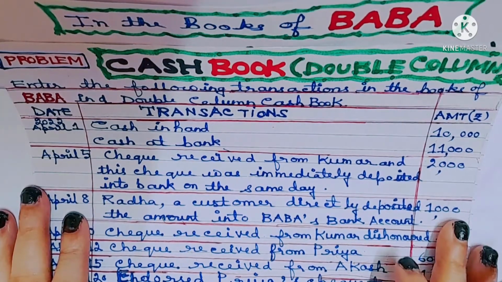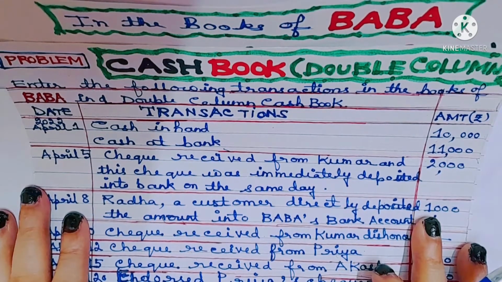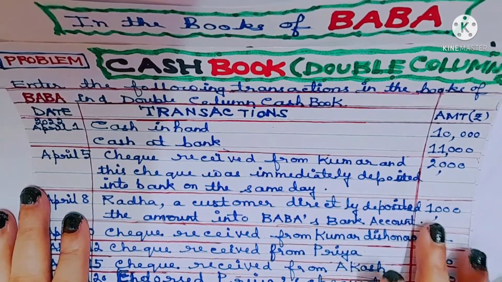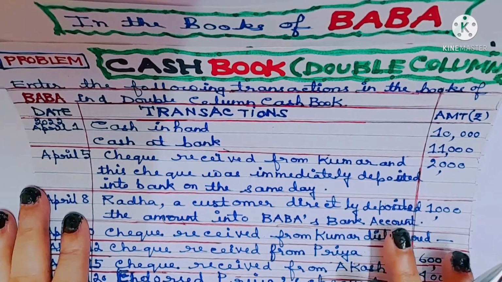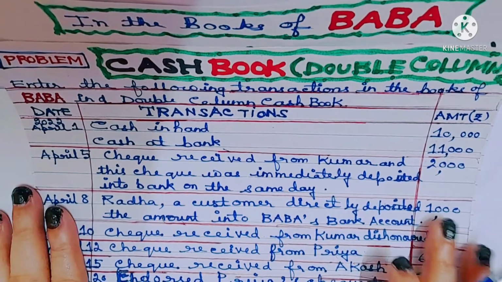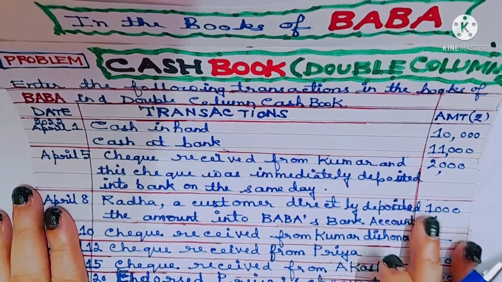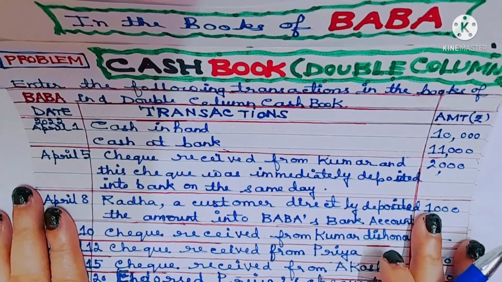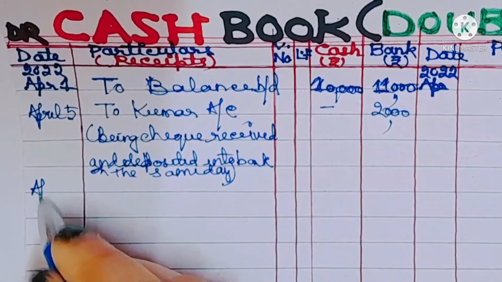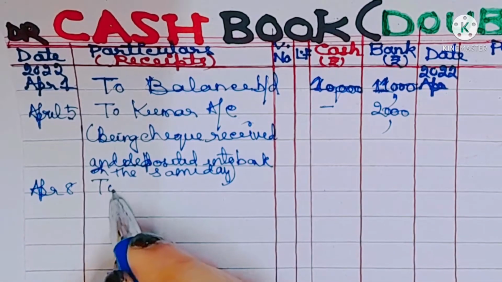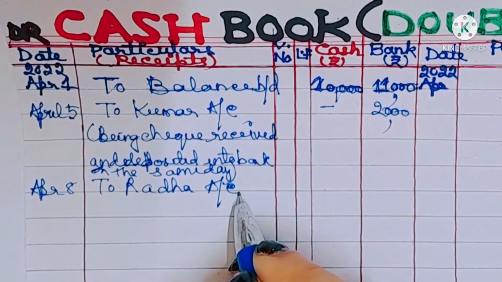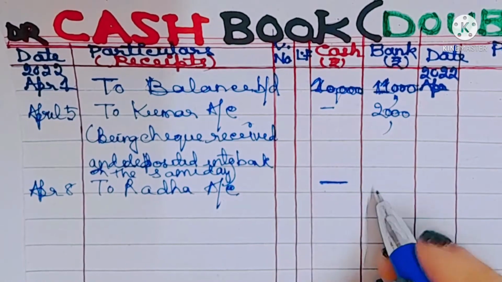1000. Okay. And please remember, we are only looking at the position of cash account and bank account because this is a double column cash book having only two columns, cash column and bank column. So we don't have to look at the position of any other accounts except cash account and bank account, since there are two columns in the cash book, cash column and bank column. Okay. So let's write on 8th April, To Radha account, how much?